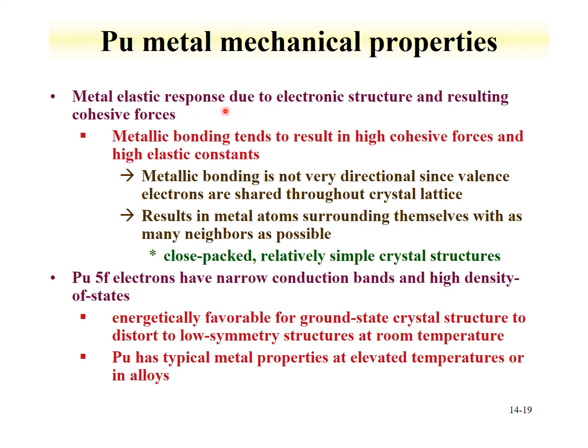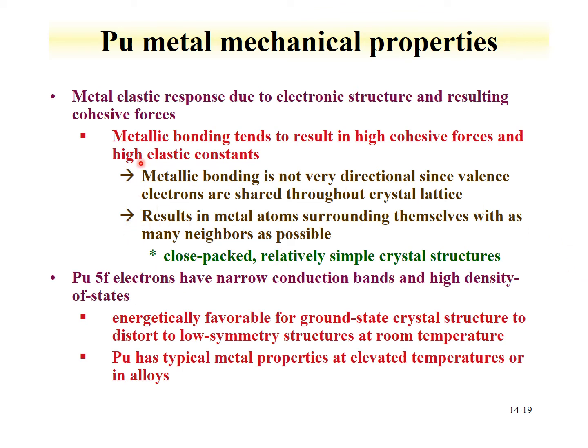has an elastic response. This is again due to electron structure and resulting cohesive forces. Metallic bonds, when they interact, tend to have high cohesive forces that give high elastic constants. Now, metallic bonding is not very directional, right? Since these electrons that these metal ions are sharing should be shared throughout the lattice. So this results in metal atoms that surround themselves with as many neighbors as possible, so they're close packed and relatively simple structures.